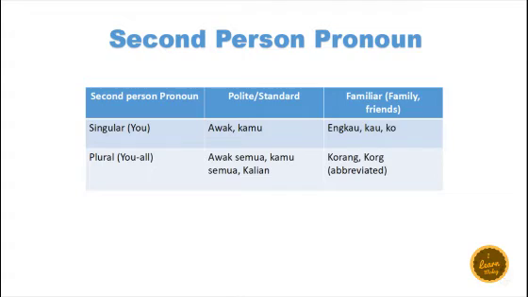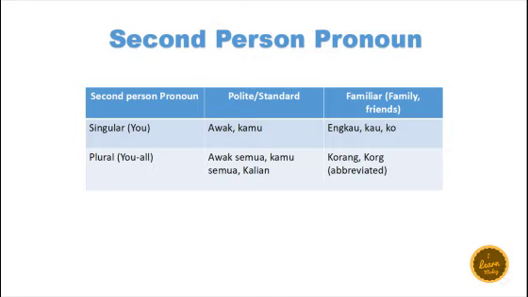And notice that there are some couples, they normally will just use awak or kamu because that sounds quite romantic between them. Because if you use engkau, kau, and ko between couples, it means that they are not respectful towards each other. Okay, let's go to the next row, which is for the plural, the second person pronoun, for you all.